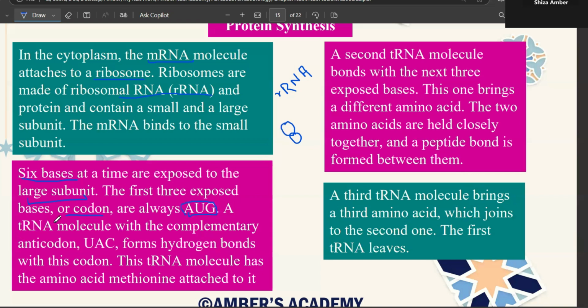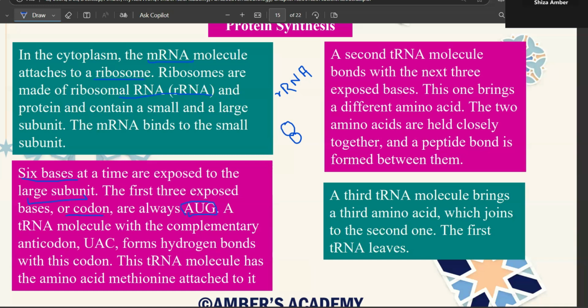A tRNA molecule with the complementary anticodon, that is, if it is AUG, then the complementary anticodon is UAC. It's going to form a hydrogen bond with this codon, and this tRNA molecule has the amino acid methionine attached to it. I know this is hard to understand, but you'll understand it with the picture. Just don't worry about it.